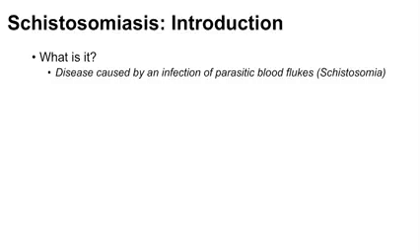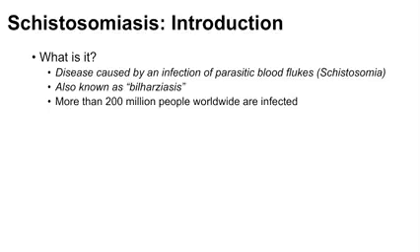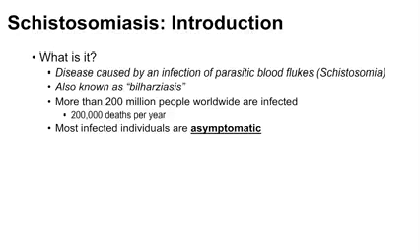So to begin, what is schistosomiasis? Well, again, it is a disease caused by an infection of a parasitic blood fluke, or Schistosoma. This disease is also known as bilharziasis. It is estimated that more than 200 million people worldwide are infected with schistosomiasis, and about 200,000 deaths are attributed to schistosomiasis per year. Most infected individuals are actually asymptomatic.